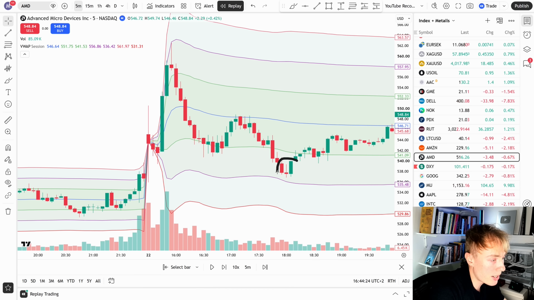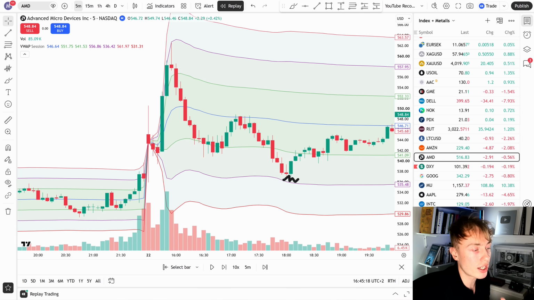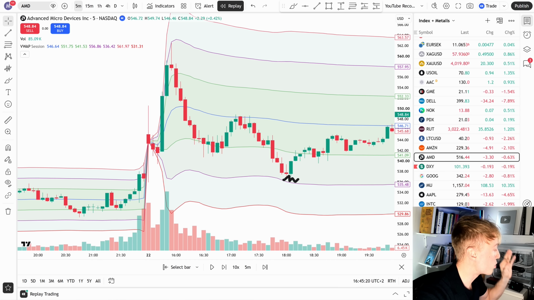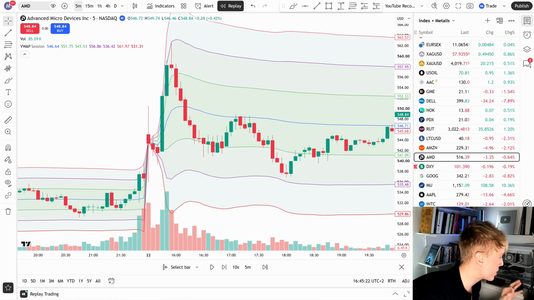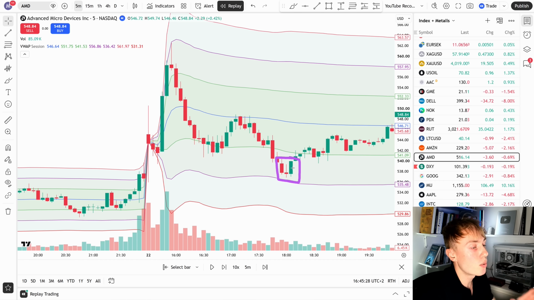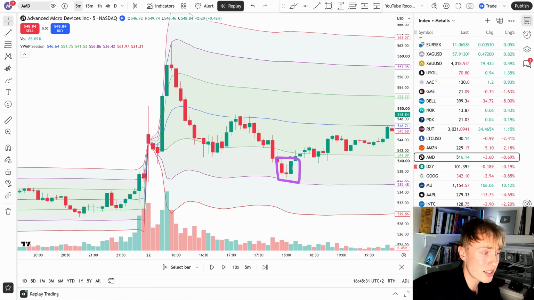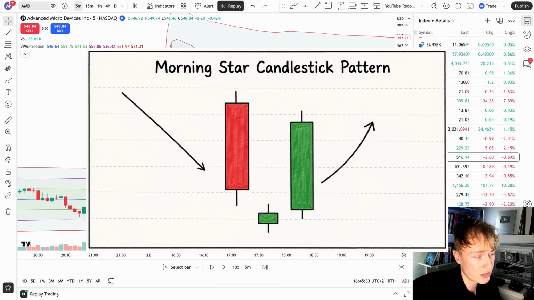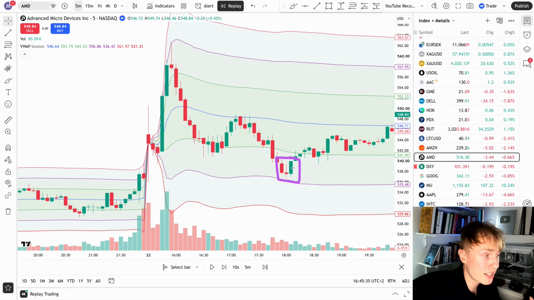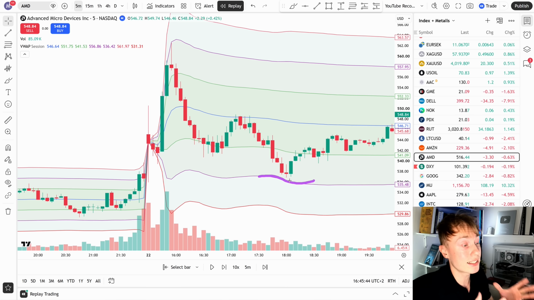You can see here, the price came down very, very close to the second band, but that is actually not enough to take the trade. But what we had here, and this is very important, if you look closely at these three candles together, we actually had pretty much a morning star candlestick pattern. That is a specific candlestick pattern that indicates a reversal. And when we see that pattern together with the second band, it makes it more likely that this will actually lead to a movement to the upside.